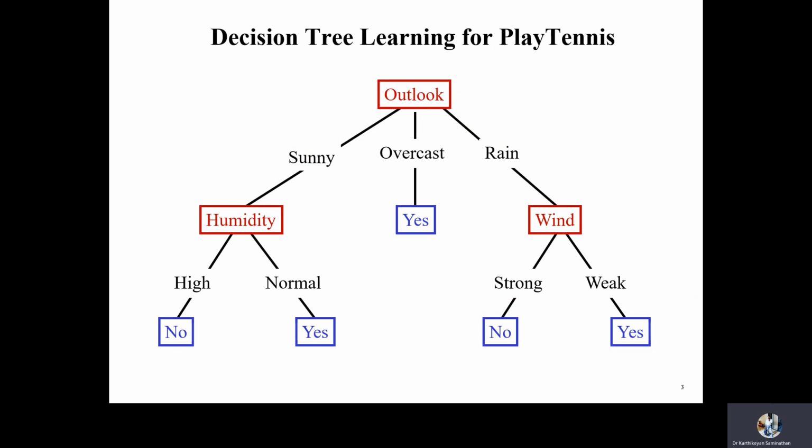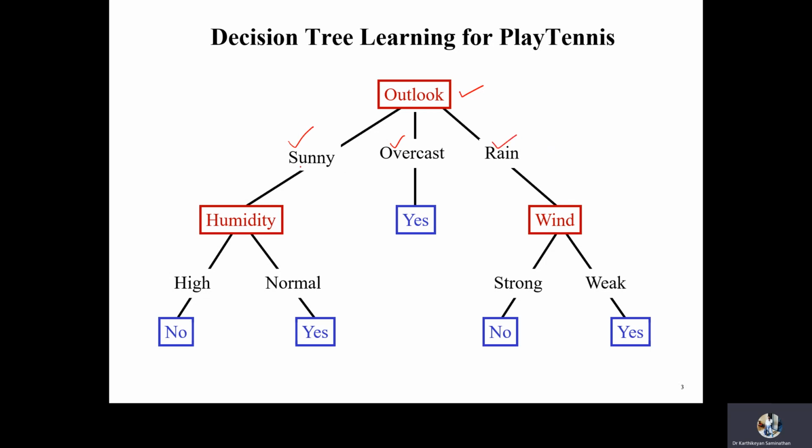Now, this is how the decision tree learning is represented for playing tennis. The hypothesis is nothing but your outlook. This outlook is divided into three categories for playing tennis. You can give any other parameter as well. So we have taken three attributes: sunny, overcast, and rain.